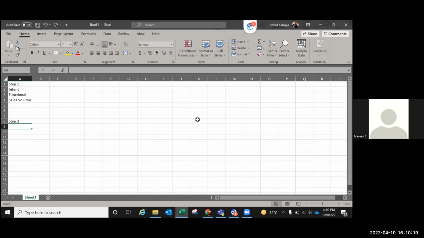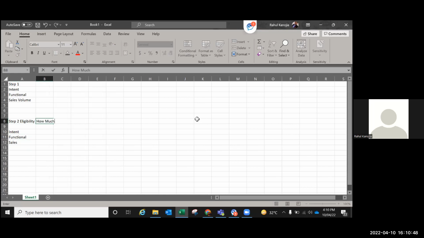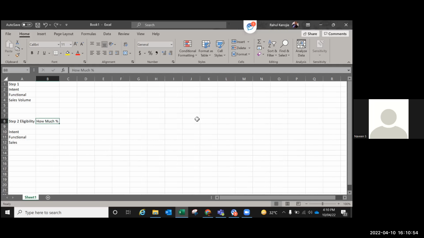Step 2, scope of plan, eligibility. Eligibility, how much? How much for intent? Then how much on functional? Sales support. Sales. Let's put a question mark over here, how much percentage wise, I think, right? Yes, correct. And later on step 3, I think, was measurement, right? Measurement criteria.